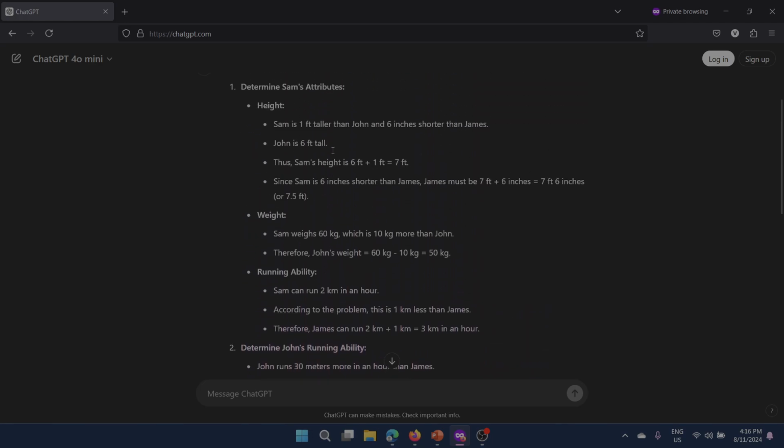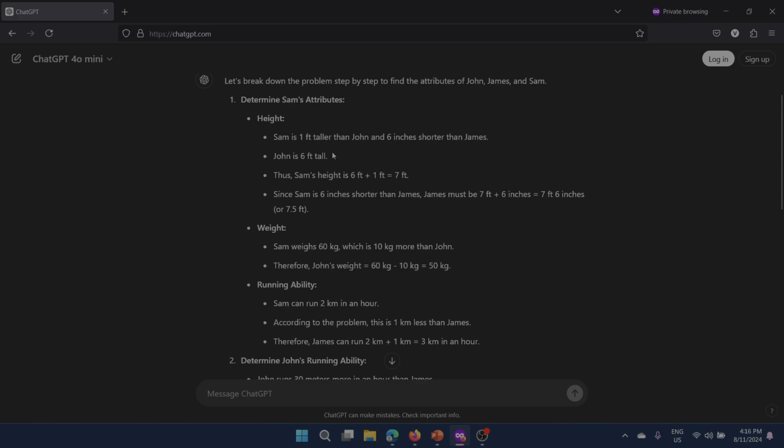One more thing about chain of thought reasoning is that we can go through the reasoning process and look for any mistakes. For example, it says that Sam's height equals 6 feet plus 1 feet equals 8 feet. Here it gave the correct answer, 7 feet. But what if it gave us 8 feet? We can now check through the answer and identify mistakes better.